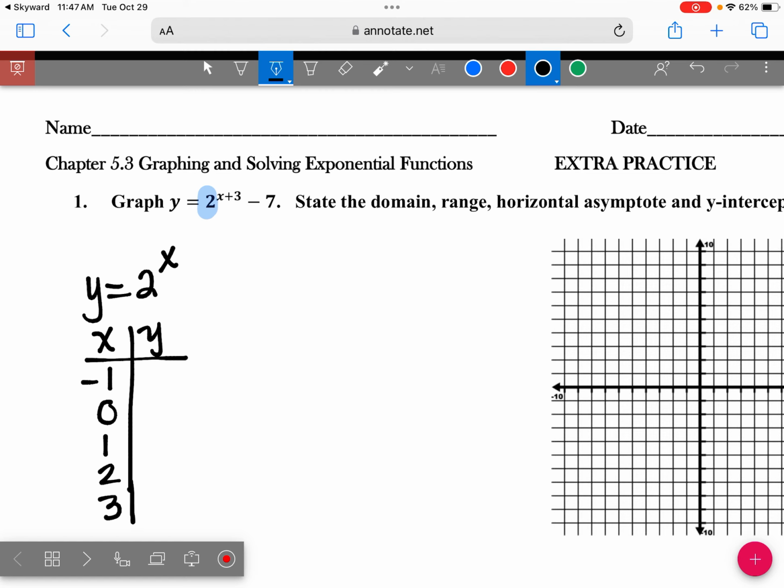So go ahead, figure out what your 5 y values would be. 2 to the -1, 2 to the power of 0, 2 to the first, 2 to the second, and 2 to the third.